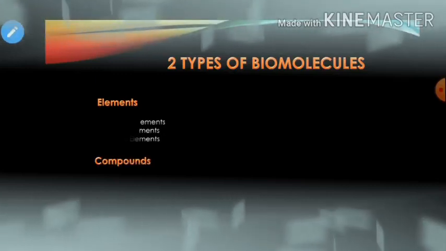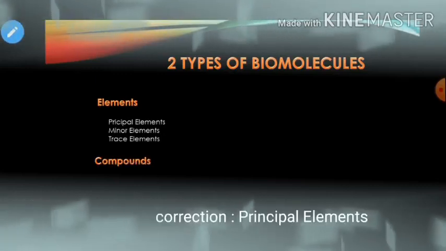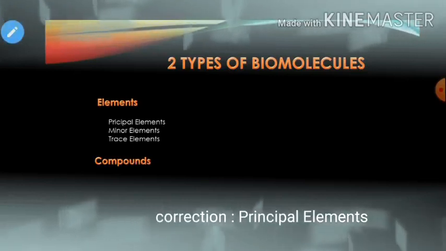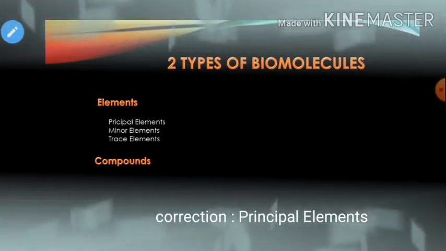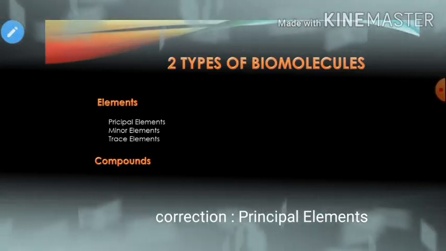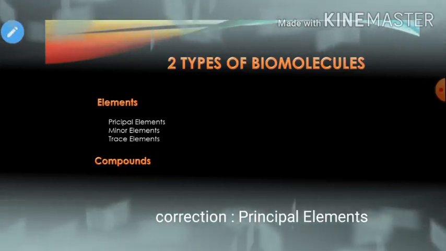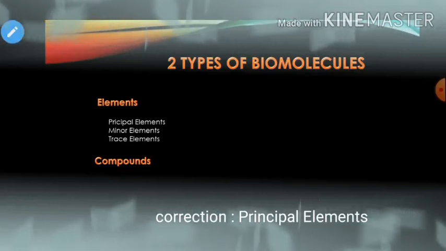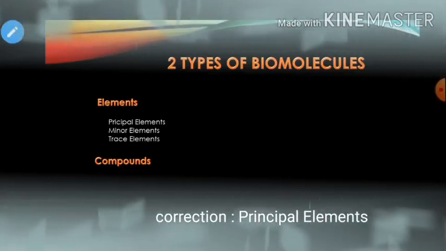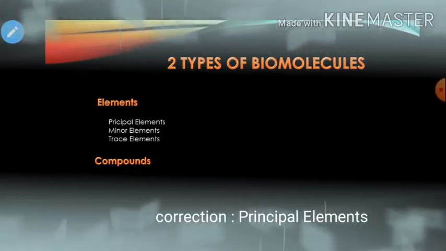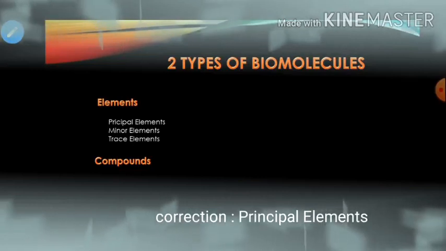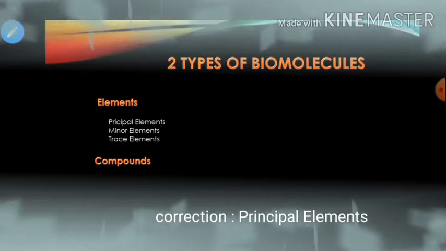Now children, let us look at the classification of bioelements. Children, there are 3 groups of bioelements. First one is the principal element, second one is the minor element, and third one is the trace element. Out of these 3, the first two, that is principal and minor elements, are called essential elements. Children, let us talk about each of them in detail.